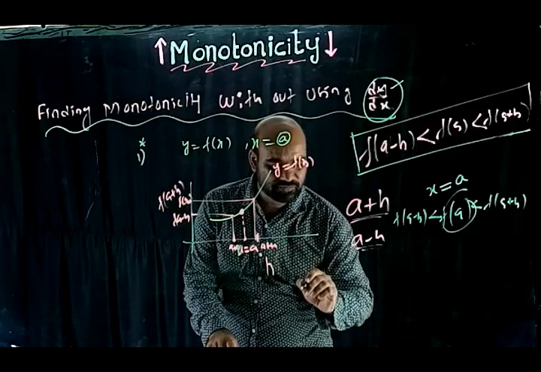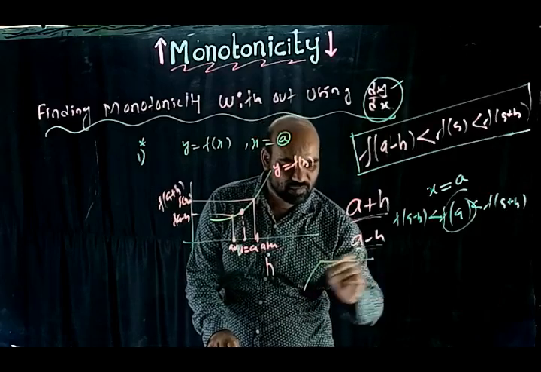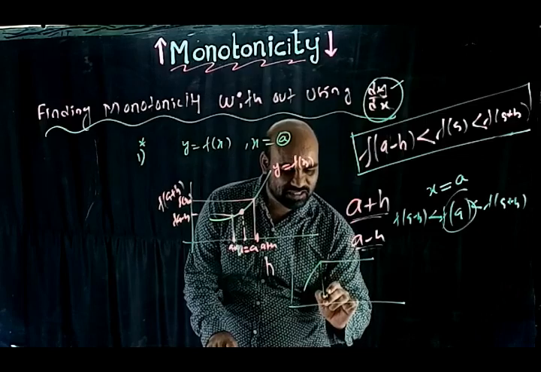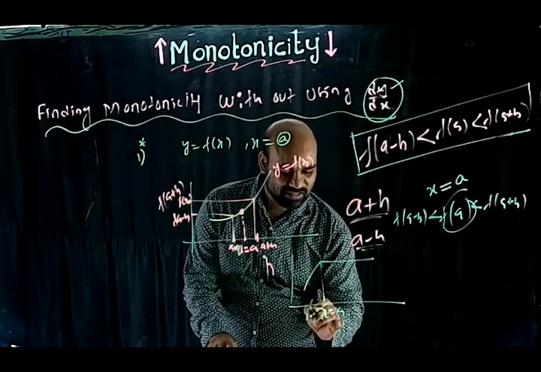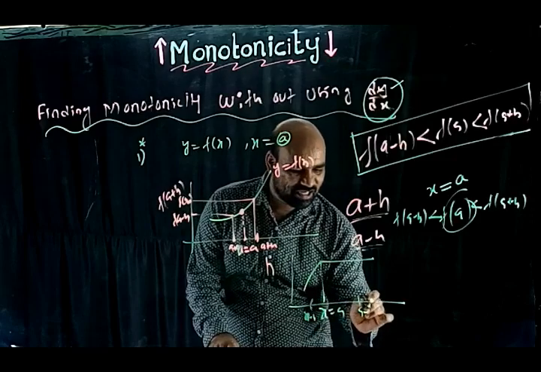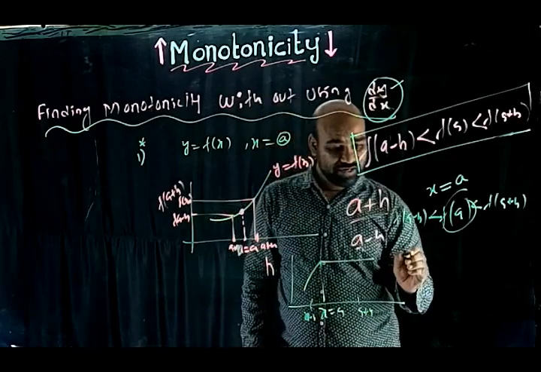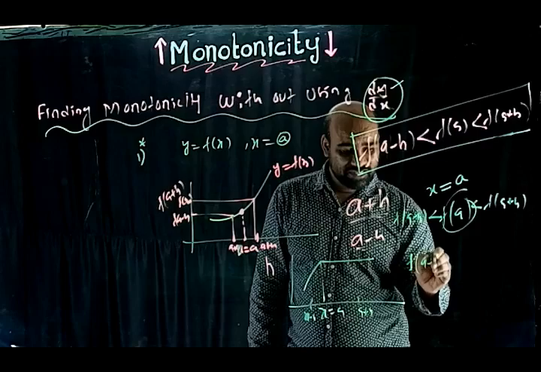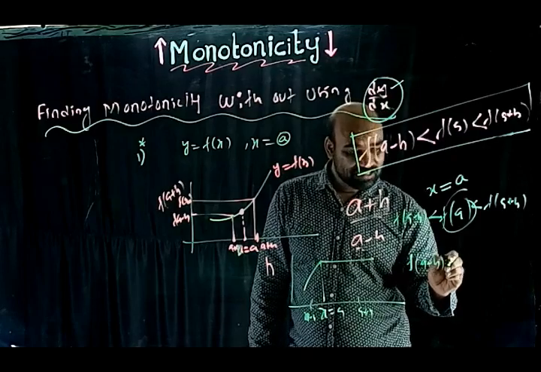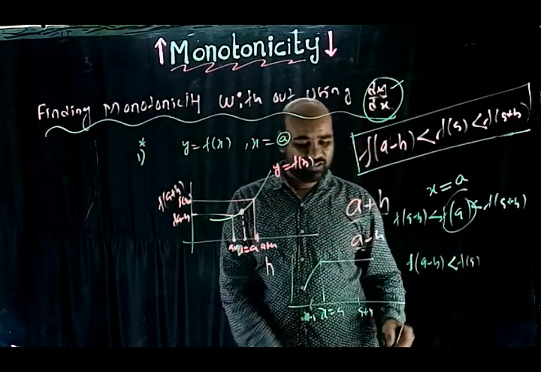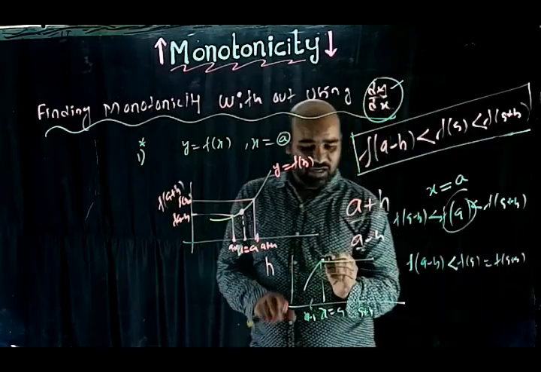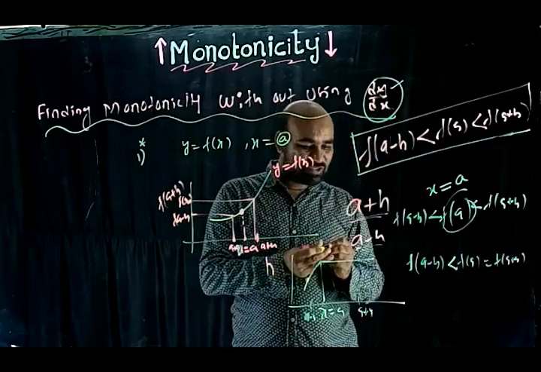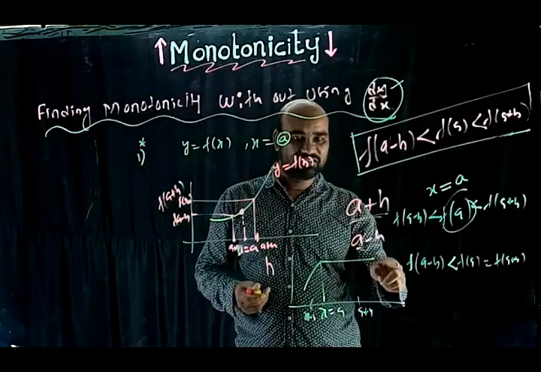Observe here. The graph is given like this. This is x equal to a. This is a minus h. This is here, a plus h. Here what happened? f of a minus h is lesser than f of a, and f of a equal to f of a plus h, equal to, because the graph is flat. That's why here what you can say is the function is increasing.